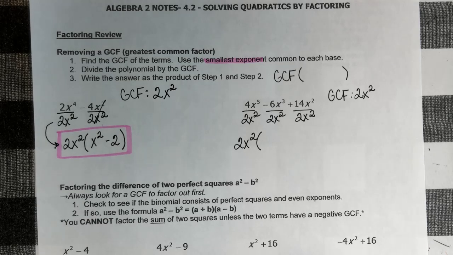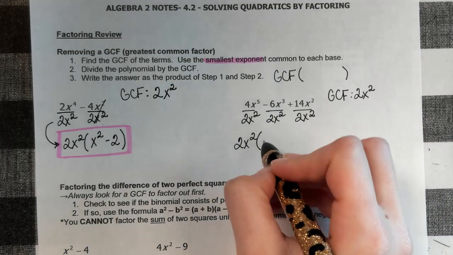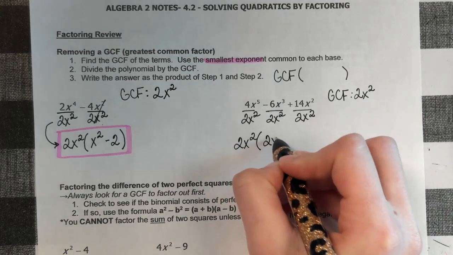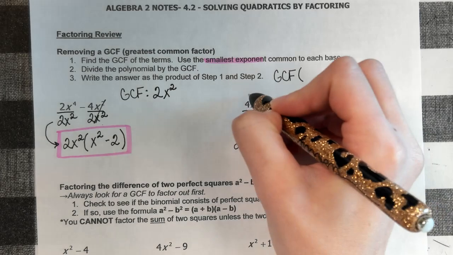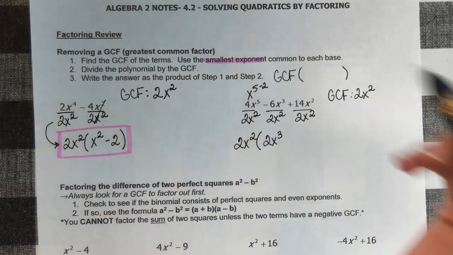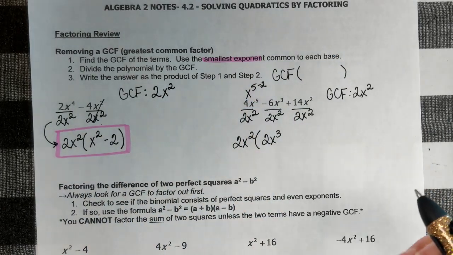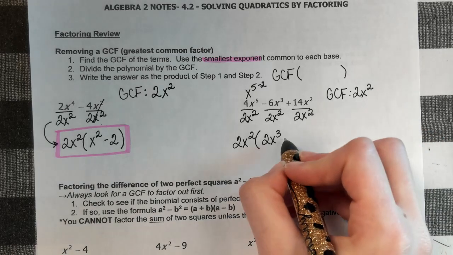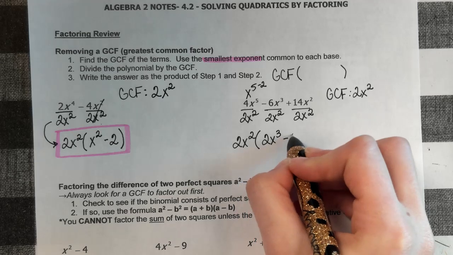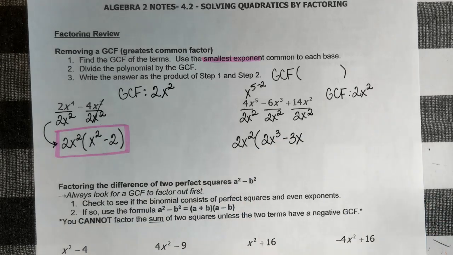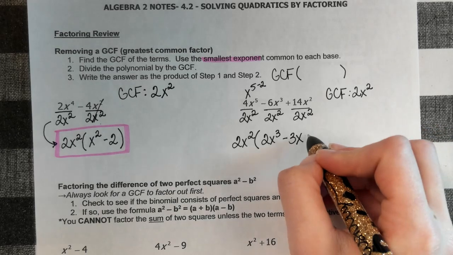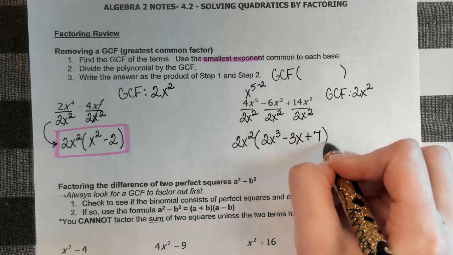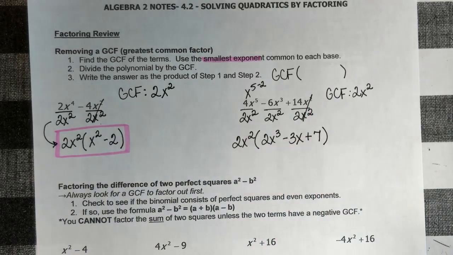Okay, so then 4x to the 5th divided by 2x squared is going to leave me with what? 2x cubed. Okay, remember you're taking 5 minus 2, and that gives you the 3. Okay, and then negative 6x cubed divided by 2x squared is going to leave me with negative 3x. And then 14x squared divided by 2x squared is going to leave me with 7. There is no longer an x because x squared over x squared cancels.